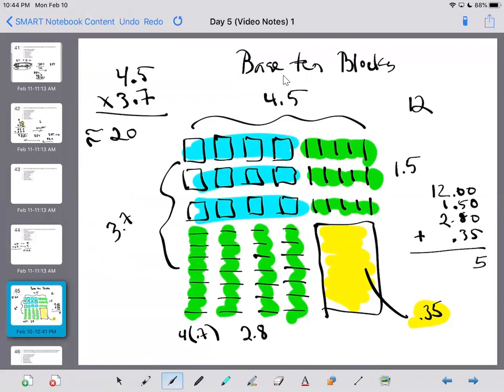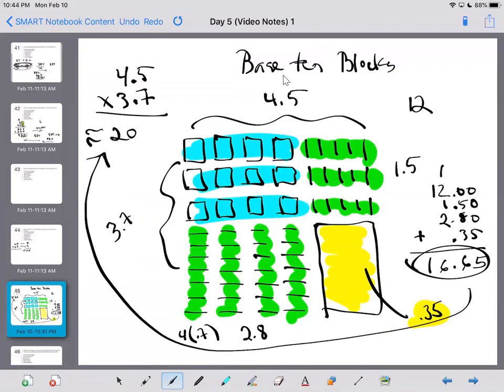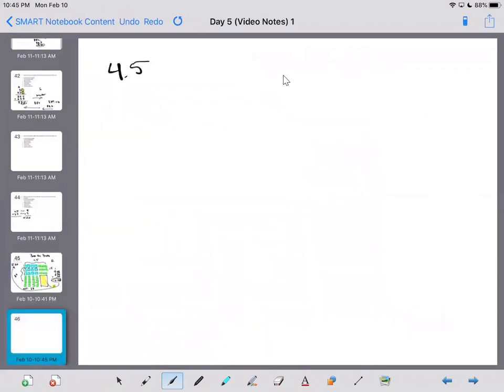So that gives 16 and 65 hundredths, which is a little bit less, just a little bit from the 20 that we approximated. So that's building your 4.5 by 3 7/10 rectangle. So let's do the same, 4 5/10 multiplied by 3 7/10. Let's look at the area model.